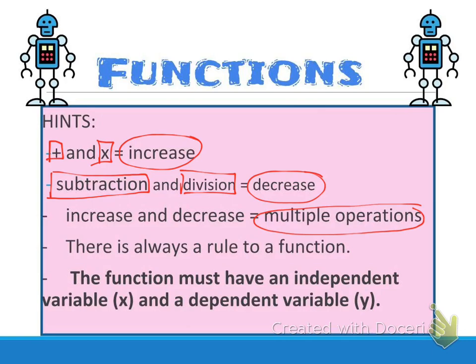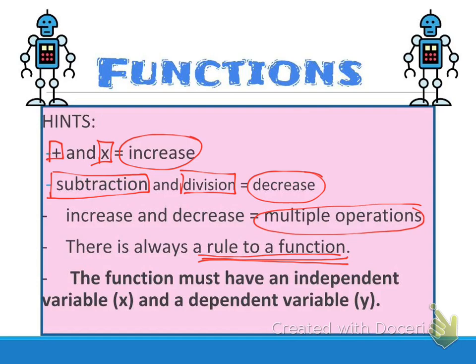Okay, now this is the important part right here. This is the most important statement on this sheet. There is always a rule to a function. In other words, whatever we put in, the same thing is going to happen to everything that goes inside of a function. So there is always a rule to a function. And a lot of times your job is to figure out what the rule is. And the rule has to be written in a specific way. And I'll tell you more about that as we get to doing them. Okay, and then it says the function must have an independent variable, that's the x, and a dependent variable, the y. And that's what we just talked about a second ago.